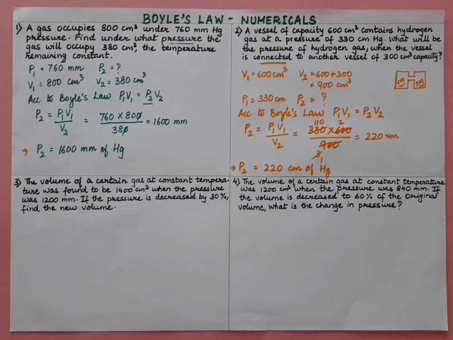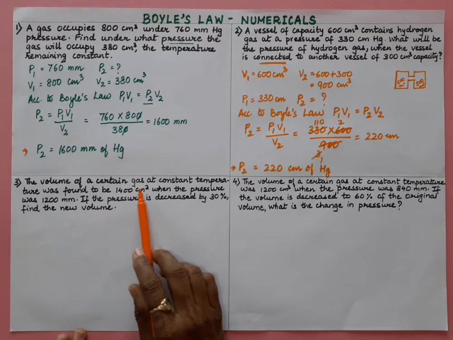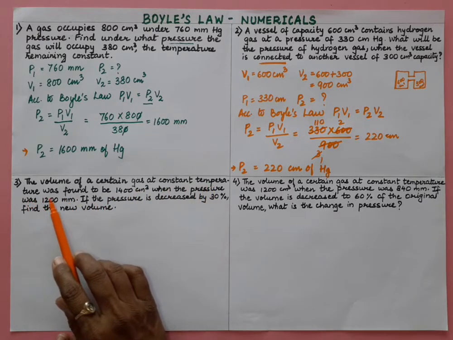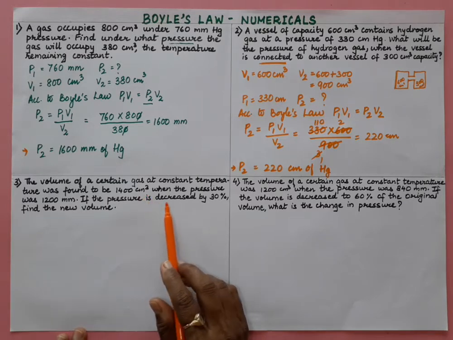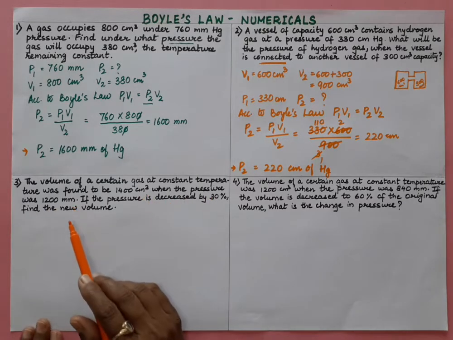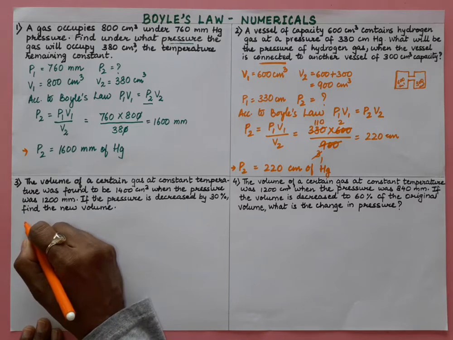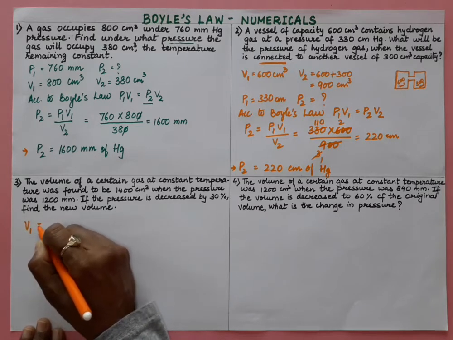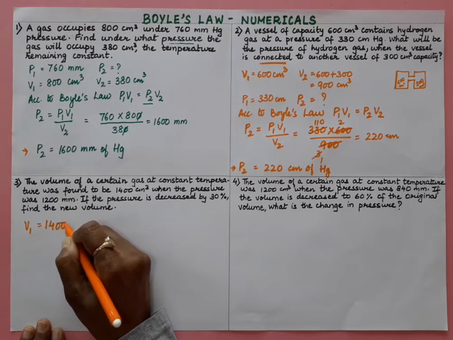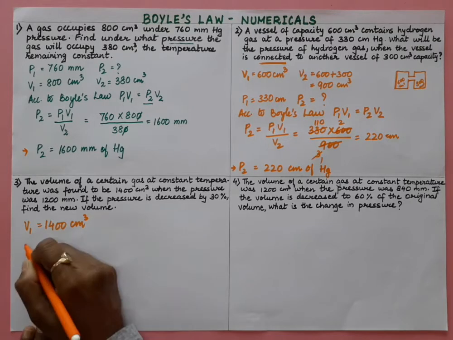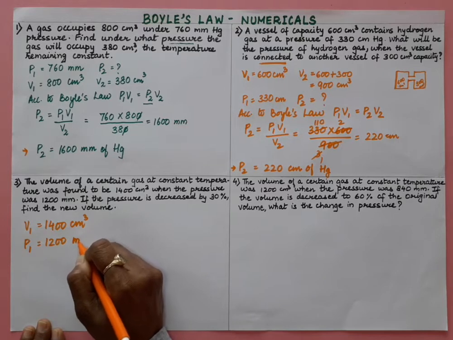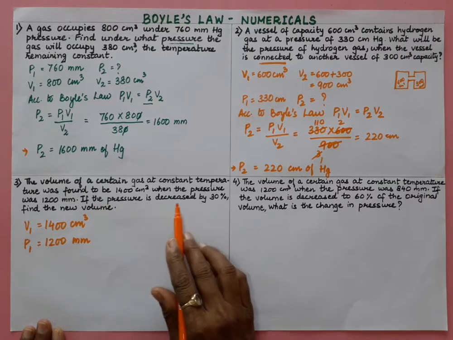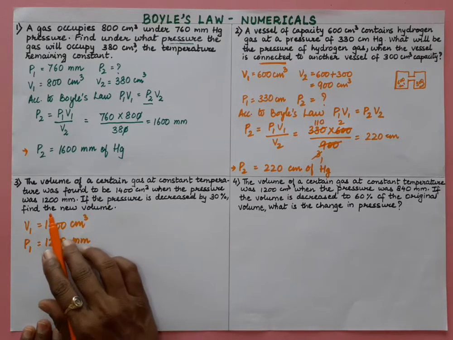Now our next numerical is: the volume of certain gas at constant temperature was found to be 1400 centimeter cube, right? And when pressure is 1200 mm. So in this case, what is the volume? So volume is 1400 centimeter cube, right? What is the pressure? When pressure is 1200 mm. Now the question says if the pressure is decreased by 30%, find the new volume.